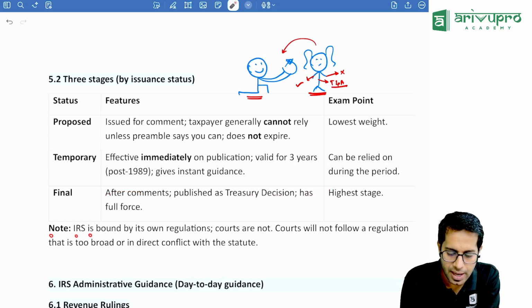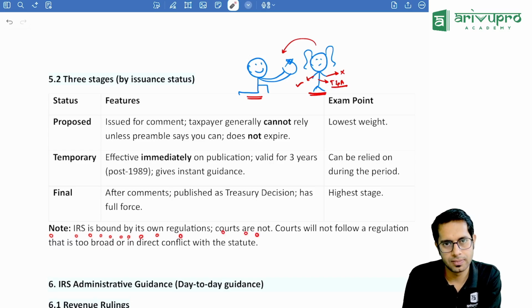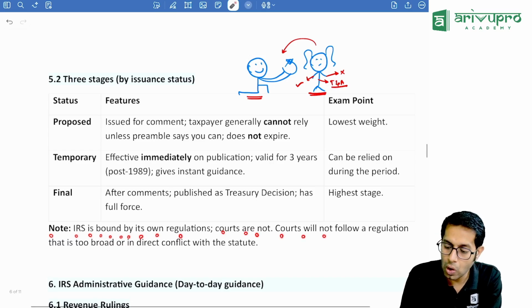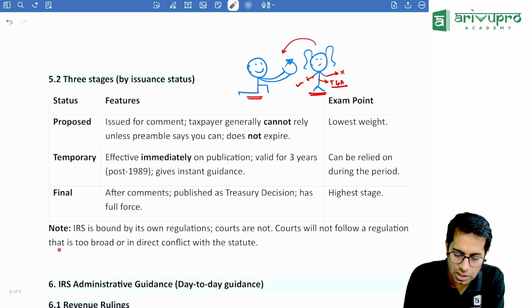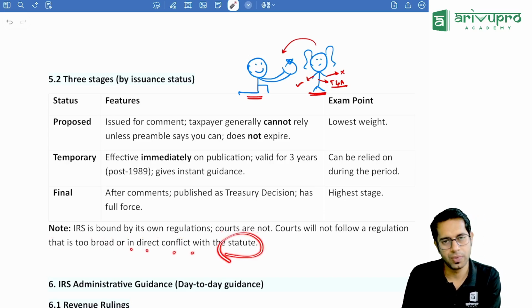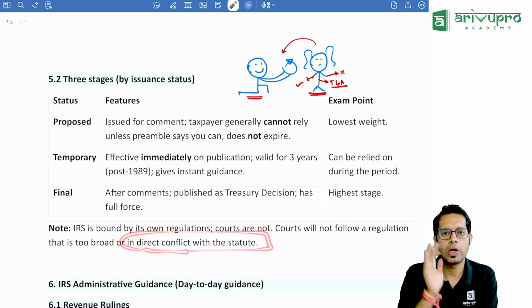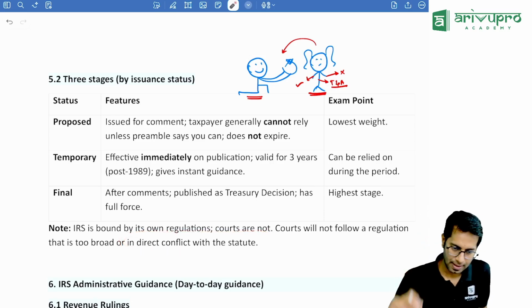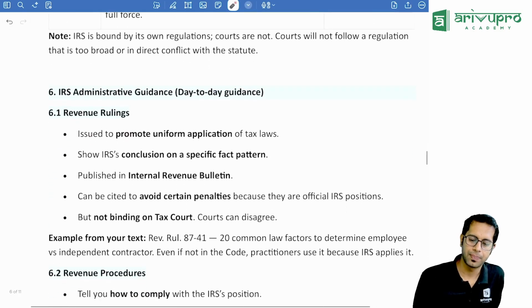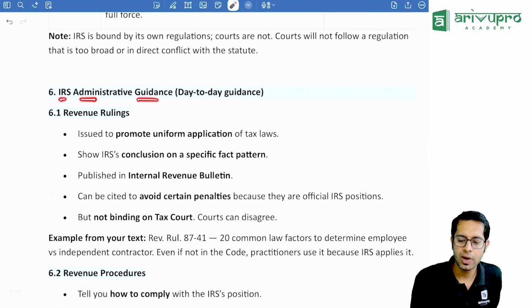Note, IRS is bound by its own regulations. Courts are not. Courts need not follow IRS regulations. Court will not follow a regulation that is too bold or in direct conflict with statute. Court will never follow that regulation which is against the law itself. Then, IRS administrative guidance.